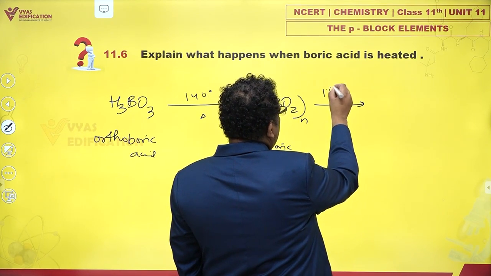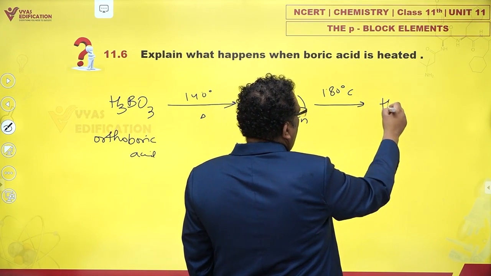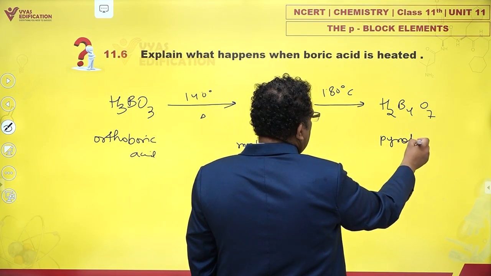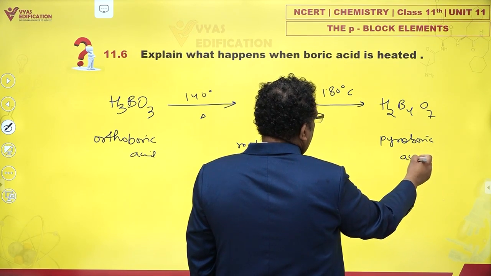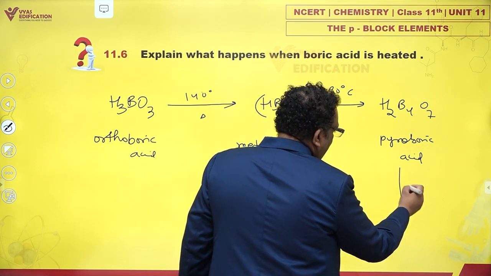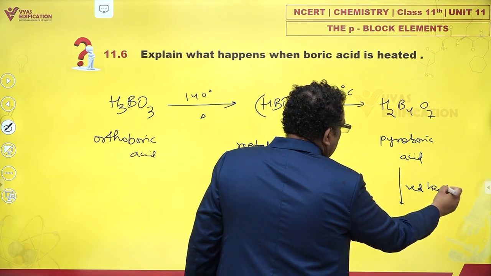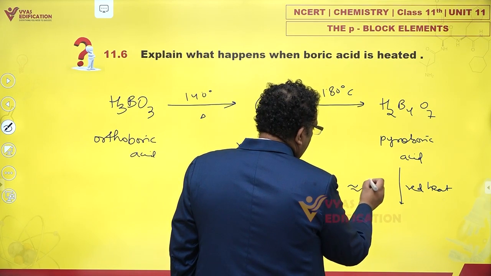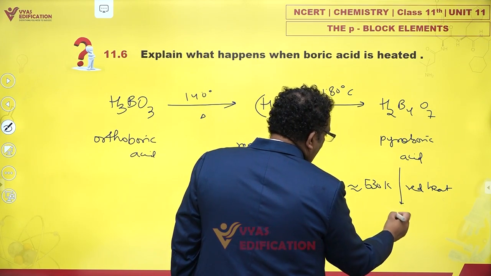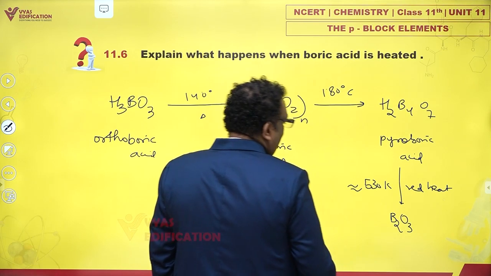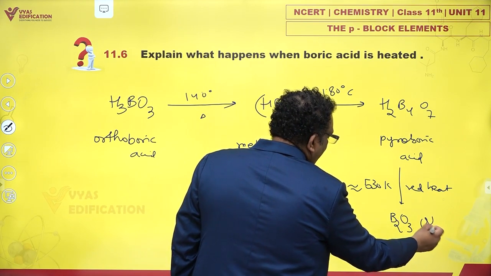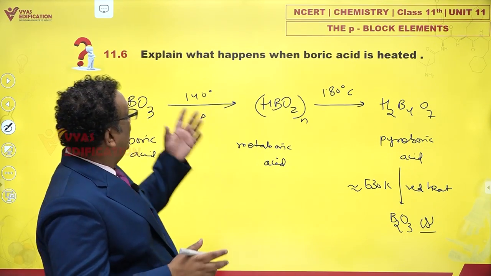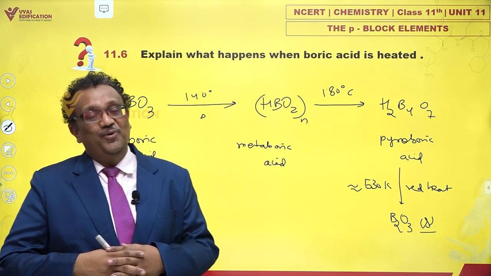Heat it a little more, say around 180 degrees Celsius. You get H2B4O7, pyroboric acid. And if you make it red heat, this is above 500 Kelvin, around 530 Kelvin or so, it loses water completely to form a polymeric solid of B2O3 or anhydrous boron oxide. This, dears, is the action of heat on boric acid.